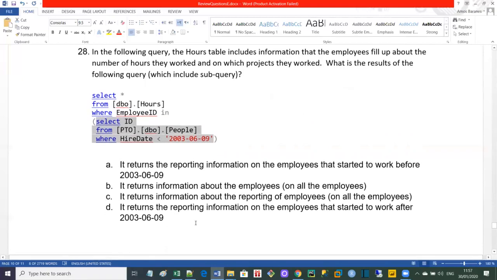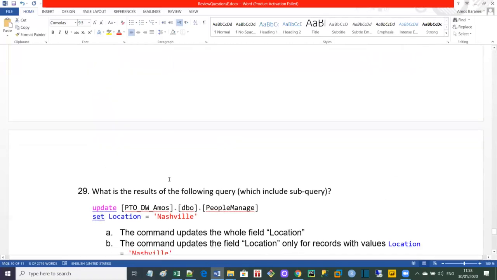Therefore, A, it returns the reporting information. Pay attention to the words reporting information, of course, from the hours table on the employees that started to work before June 9, 2003. Okay? All the rest are nonsense answers.